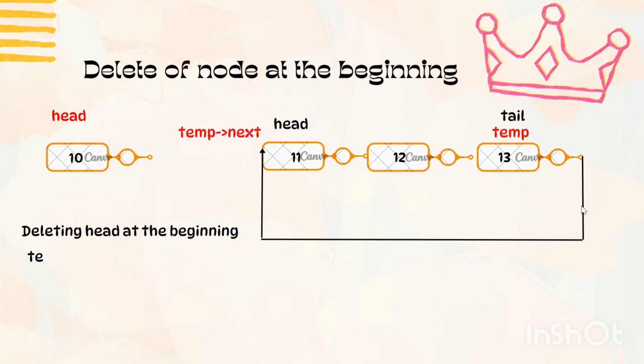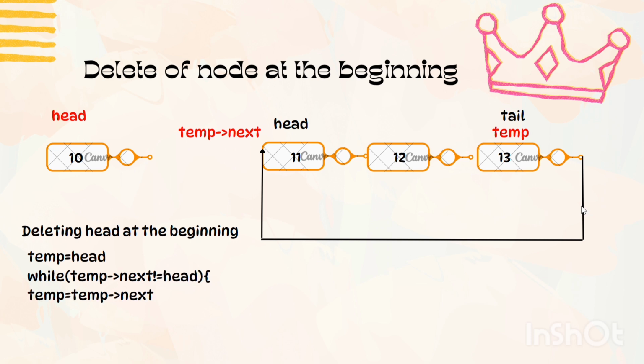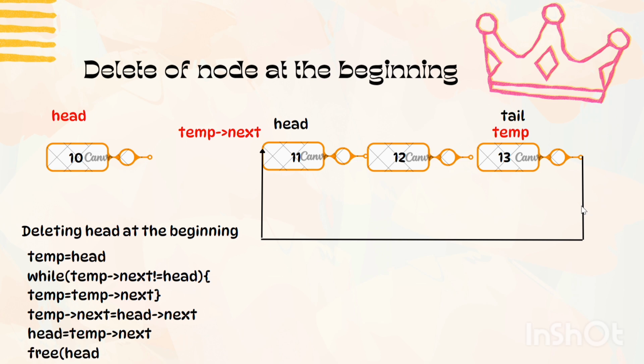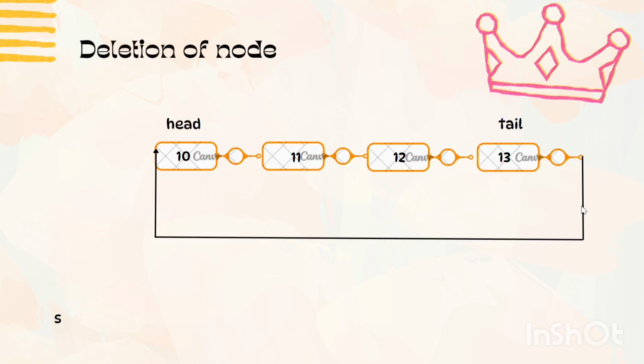Let us see how we can delete the node 10. For deleting the node 10, we initialize a temporary variable equal to head. We traverse the loop while temp next is not equal to head. Inside the loop we have temp is equal to temp next, and temp next is equal to head next. Then head is equal to temp next. At the end we have to free the head. For the deletion of a node, freeing the node we are going to delete is very important.